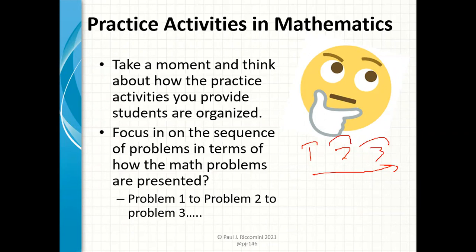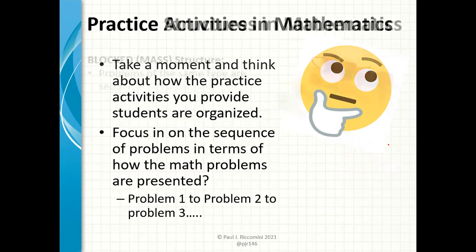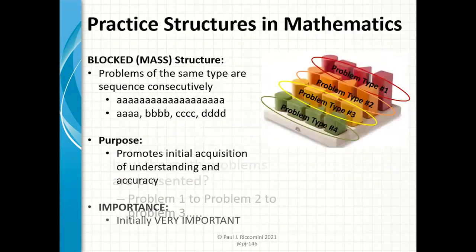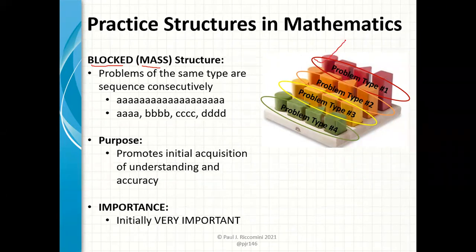And if you study that, you will see a structure. I guarantee it. The most common structure that you're going to see is what is called blocked practice, or sometimes mass practice. If you look at my diagram over here, block practice is when the problems are clustered together so that the students are practicing the same type of problem consecutively.